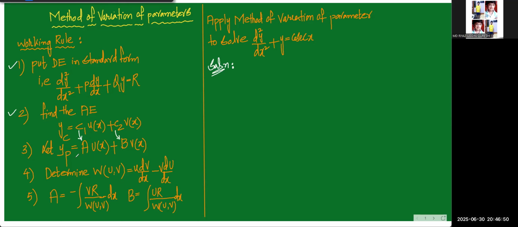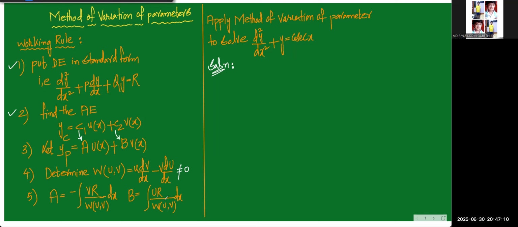Okay, so after assuming the yp value, we determine the Wronskian. This is actually the name of a scientist, Wronski. This value we have to find out and make sure that it should not be zero. Then we can determine the constants a and b with the help of these two formulas.